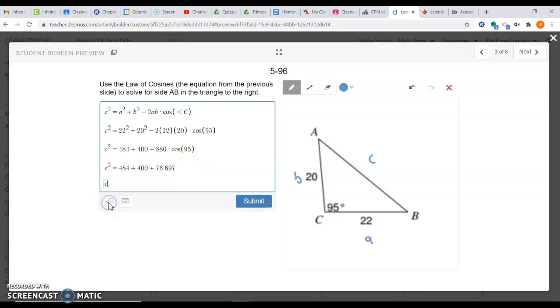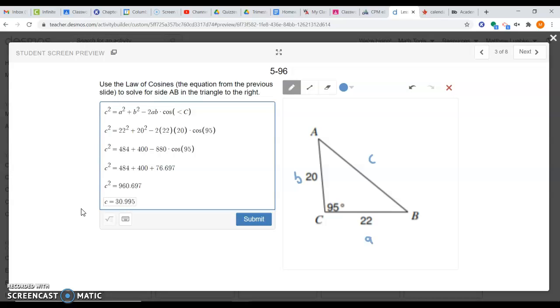Again, the calculator here is your friend. C squared, adding together, I got 484 plus 400 plus 76.697, and I got an answer here of 960.697. Then I just need to square root both sides, and I would have my answer for C, which I'll do here. I get the square root of 960.697, which gives me 30.995 if I round it. So my answer is 30.995 if I rounded it.